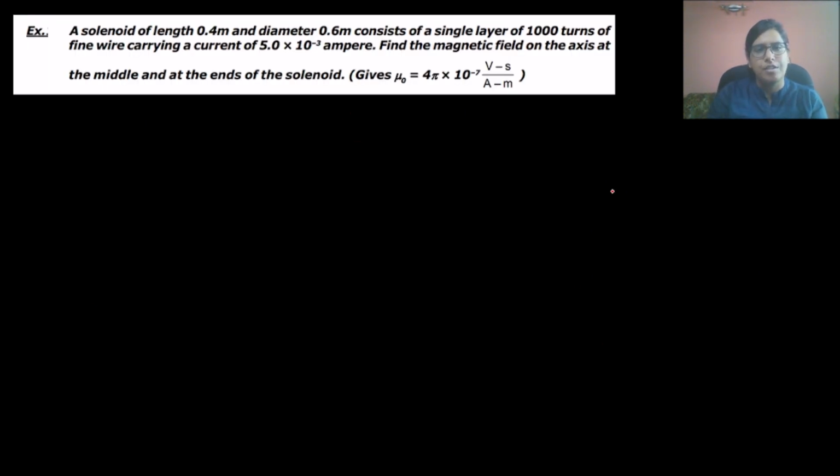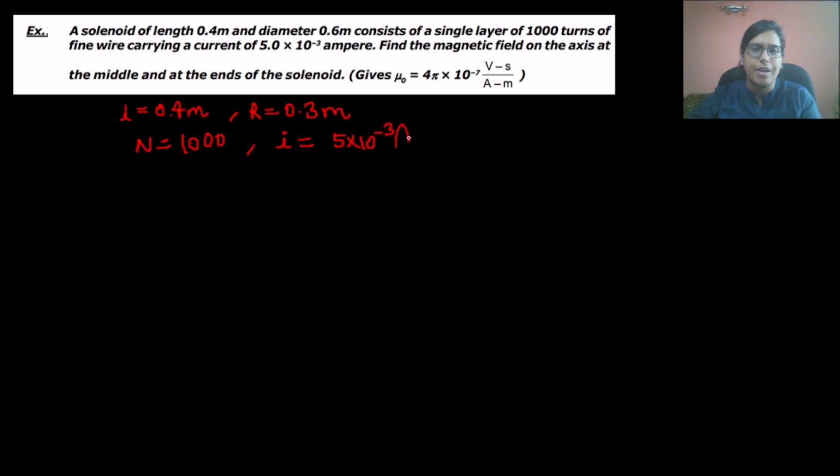Now we will talk about the toroid, and before that we will solve a question. In this question we are given a solenoid of length 0.4 meter, diameter 0.6 meter, so radius will be 0.3 meter, consisting of a single layer of 1000 turns of fine wire carrying a current. So number of turns will be 1000, current will be 5 into 10 raised to power minus 3 ampere. Find the magnetic field on the axis at the middle and at the end of the solenoid.